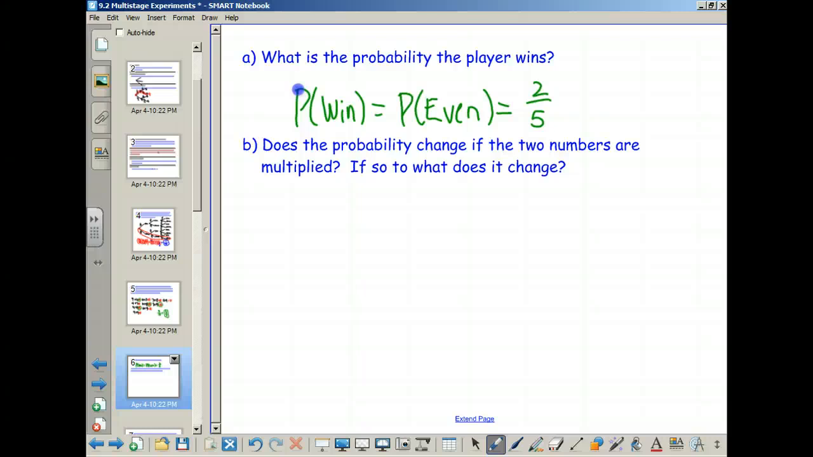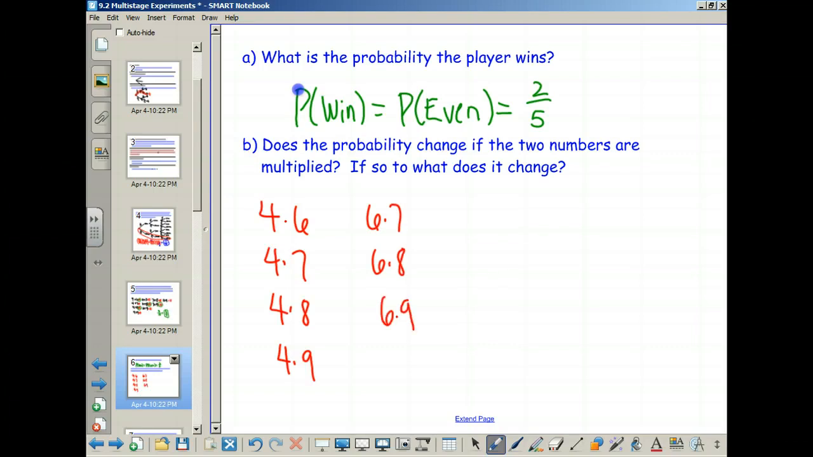All right, so here's the game now. The game's the same, draw 2 numbers, except we multiply them. Okay, so same numbers as before. So let me see what my numbers were. I had 4, 6, started 4, 6. Okay, sorry about that. All right, so 4 times 6, I have 4 times 7, 4 times 8, and 4 times 9. And then I had 6, right? 6 times 7, 6 times 8, and 6 times 9. I had 7 times 8, and 7 times 9, and 8 times 9.